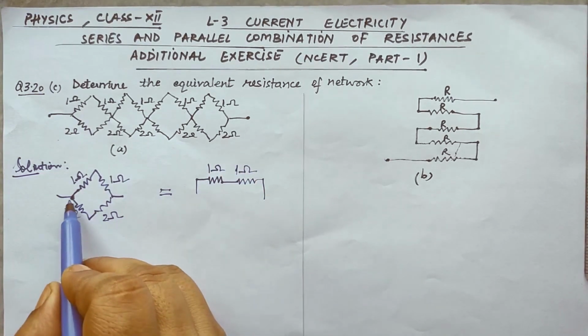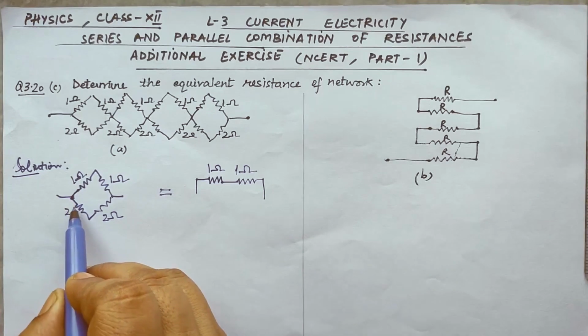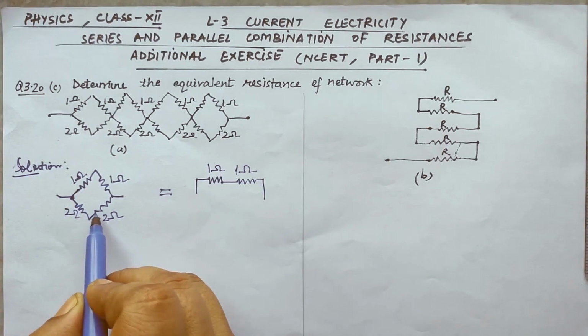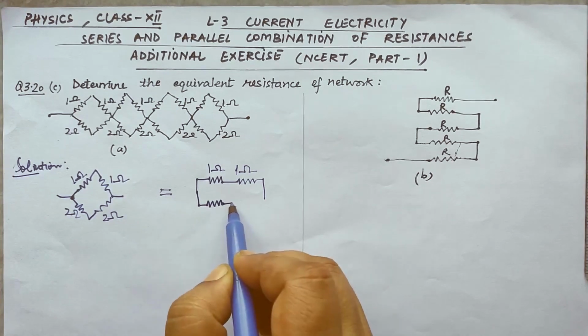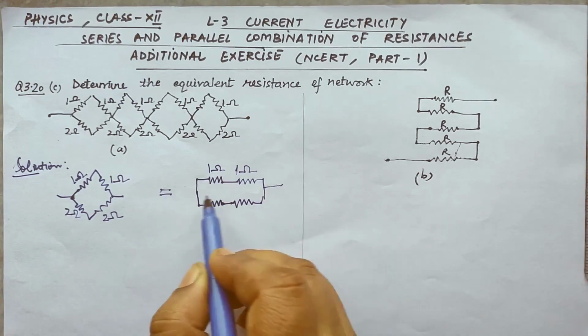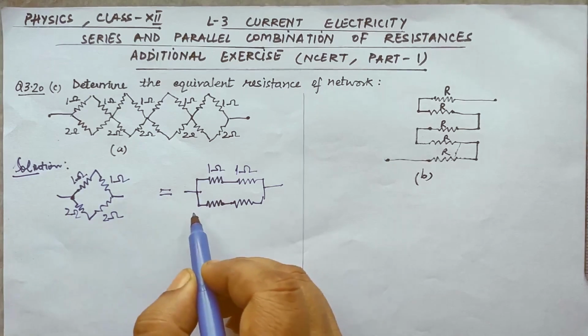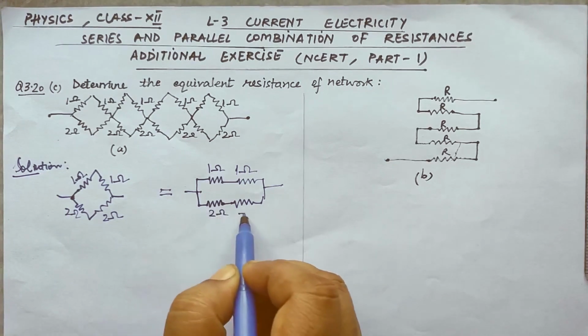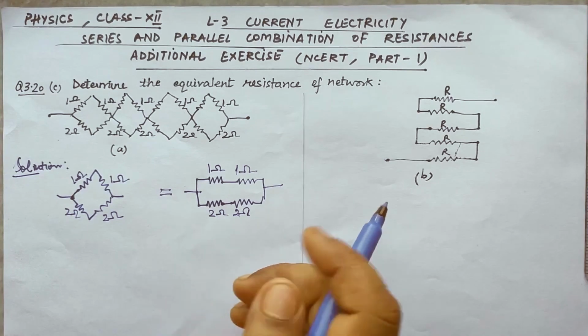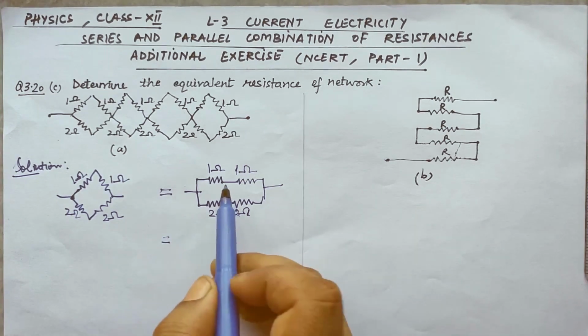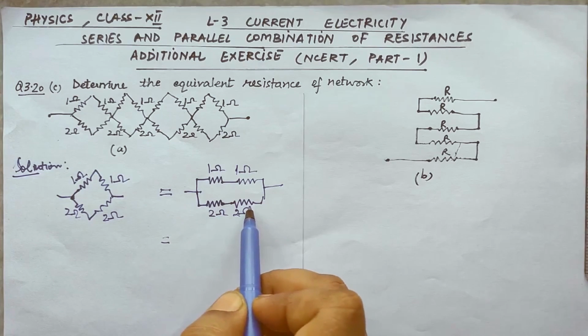Now see this one. One end of the resistor is connected to the junction, another end connected to the second resistance. So these are also in series with each other, and of course they are connected to the junction. So this is 2 ohm and this is 2 ohm. Now the picture looks much easier. We can see these two are in series, these two are in series.